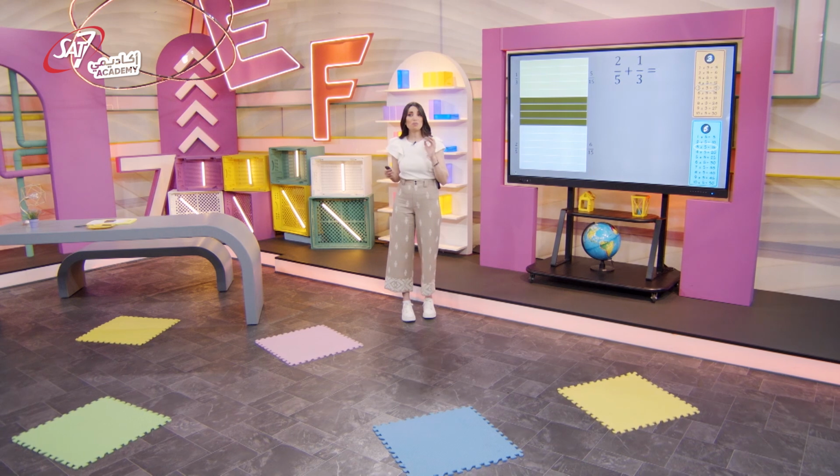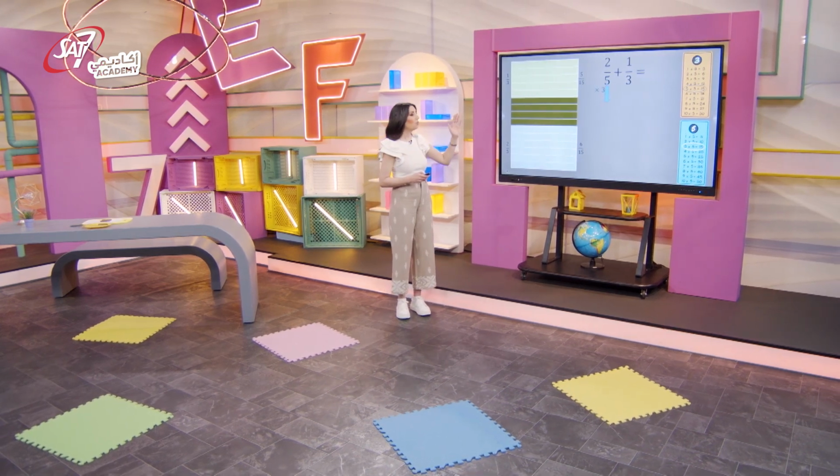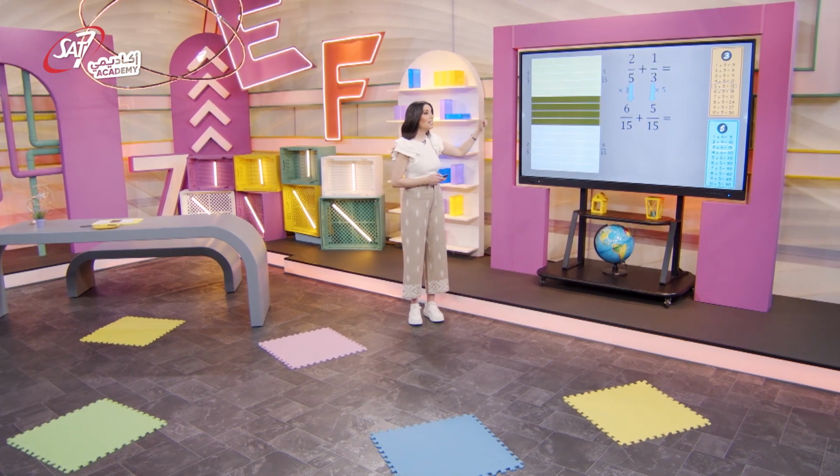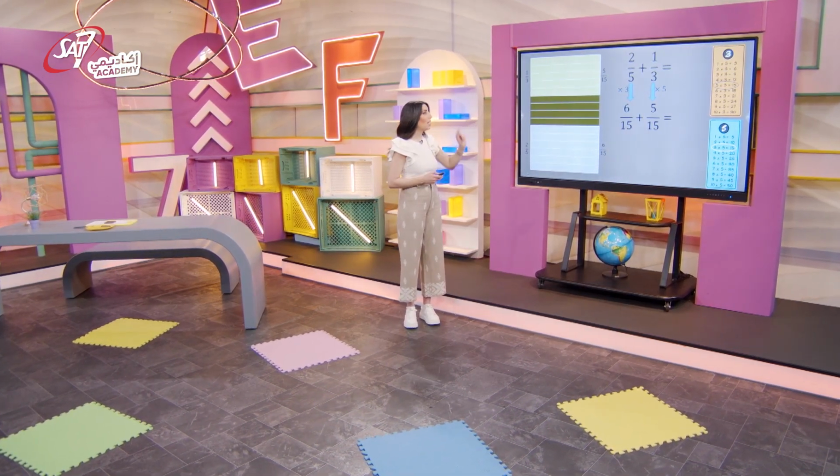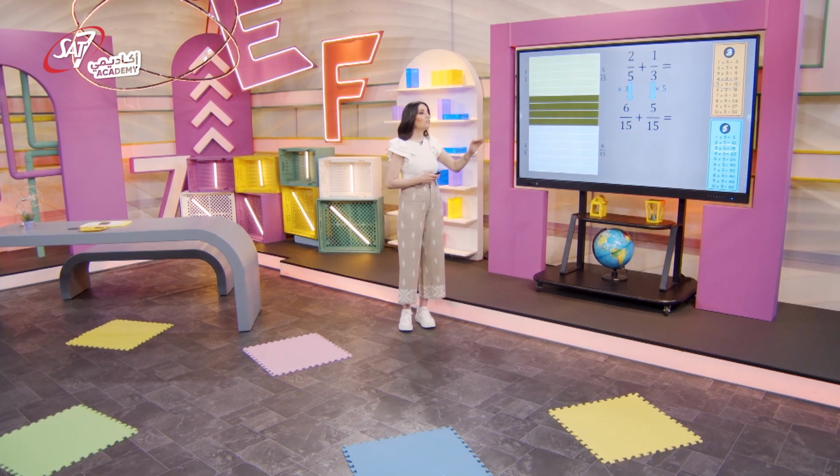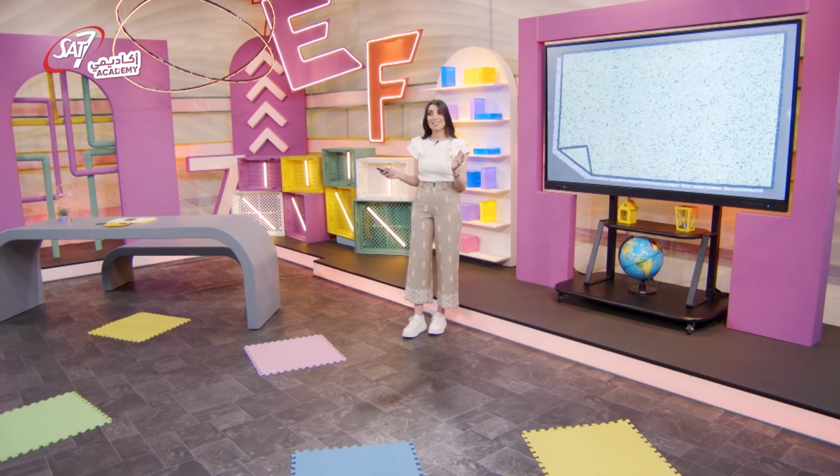Let's multiply 2/5 by 3 and 1/3 by 5. Now the fractions 6 over 15 and 5 over 15 have the same denominator. 2 over 5 is equal to 6 over 15, and 1/3 is equal to 5 over 15. Let's add 6 plus 5 equals 11. 11/15.